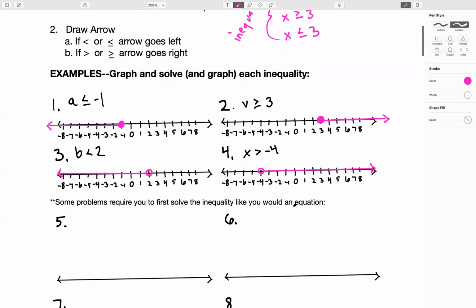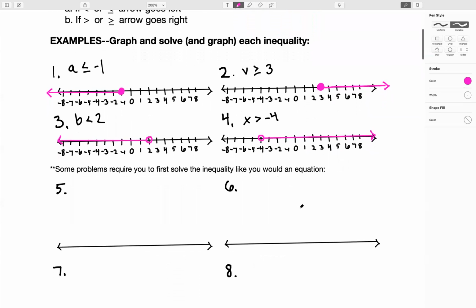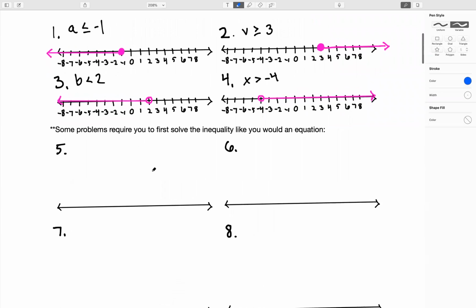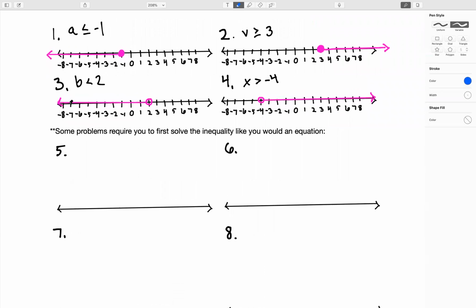Now, some problems require you to first solve the inequality like you would an equation. What do I mean by that? Let me show you. Number 5. 17 is greater than x minus 2.